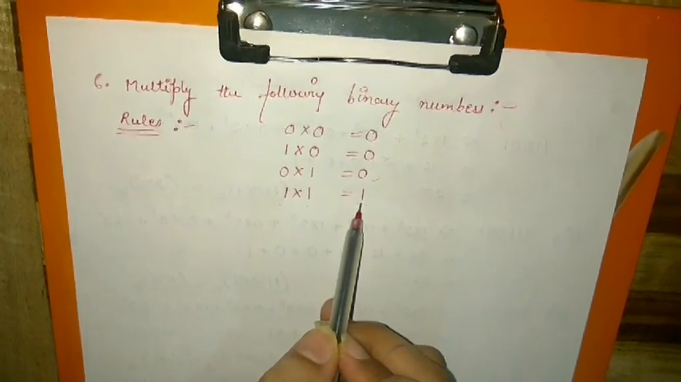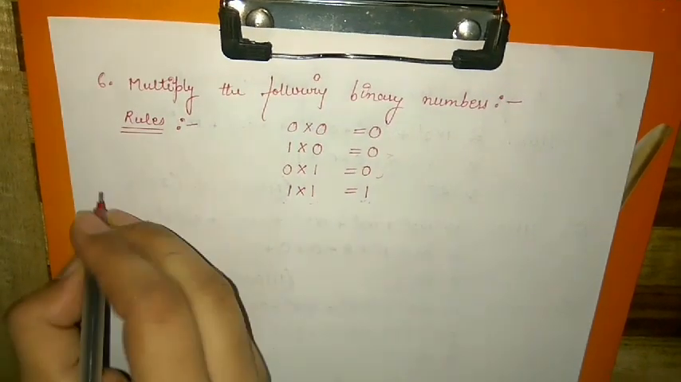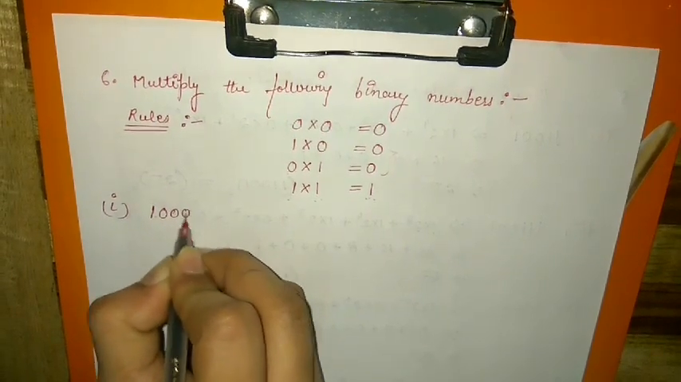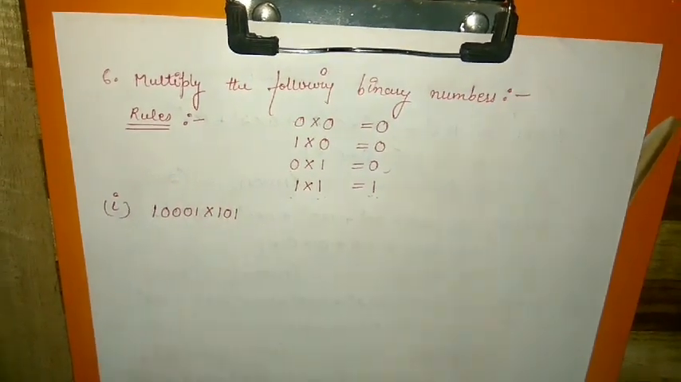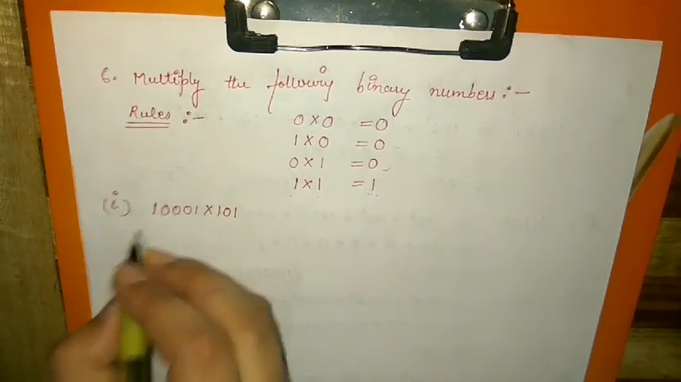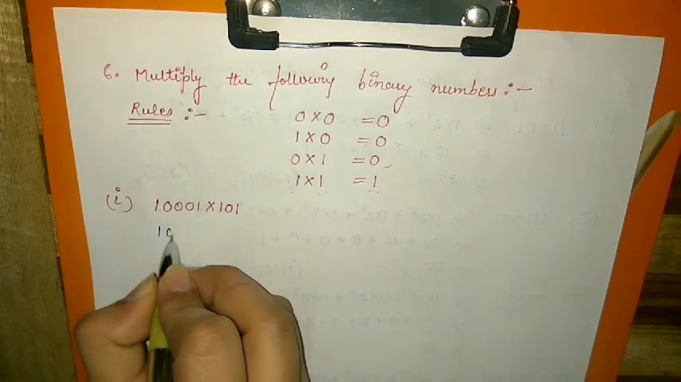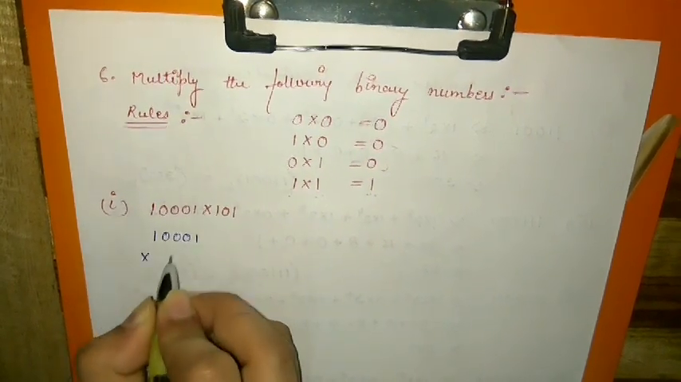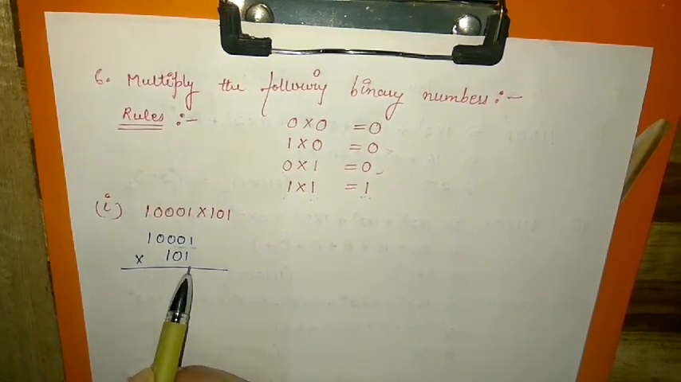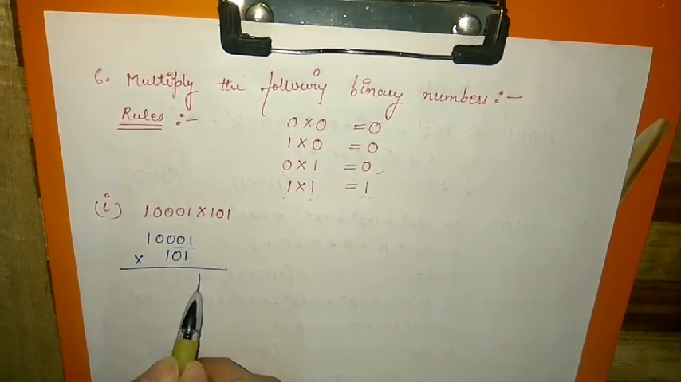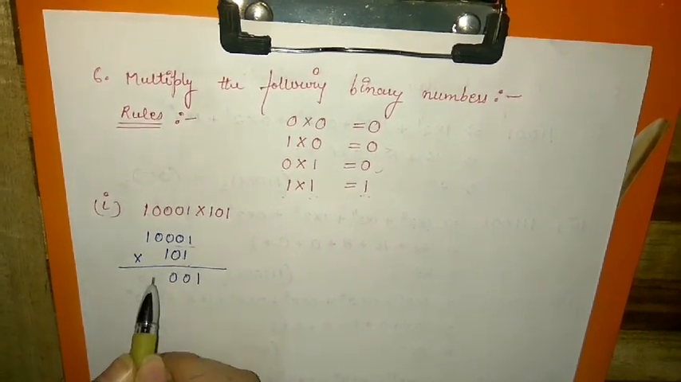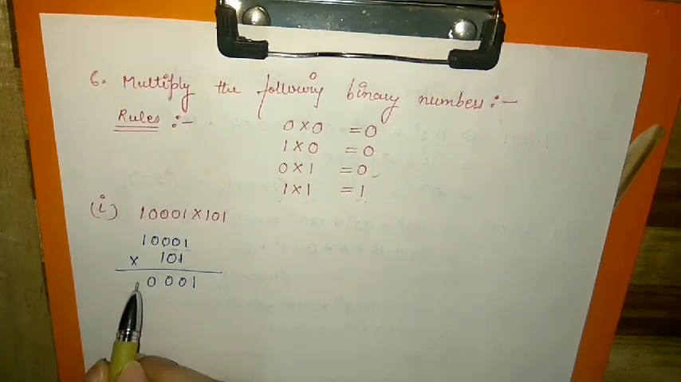Okay, now see the question number 1. The question number 1 is 10001 multiplied by 101. Okay, now let us try to write this as we are writing in our mathematics. So see, 10001 multiplied by 101. Okay, now firstly we will multiply this overall number with 1. So 1 into 1 gives you 1, 1 into 0 then 0, 1 into 0 then 0, 1 into 0 then 0, then last 1 into 1 you will be getting 1.